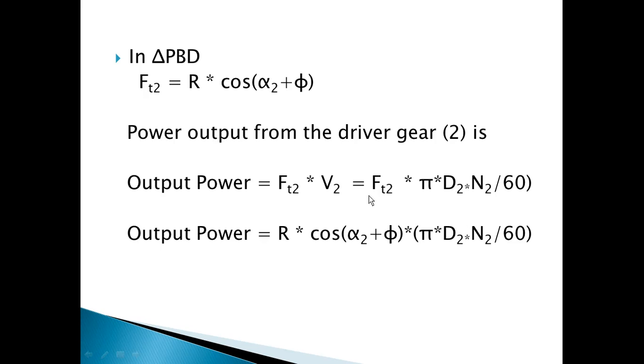Okay, so FT2, once again I am replacing the pitch line velocity in terms of pi d n by 60. Just have a notation 2 so that it is for the driven gear. Sorry, the driver gear is over there. Once again replacing the value, R into cos of alpha 2 plus phi. So R into cos of alpha 2 plus phi into pi d2 n2. d2 n2 represent the pitch circle diameter in meters and rpm of gear number 2.